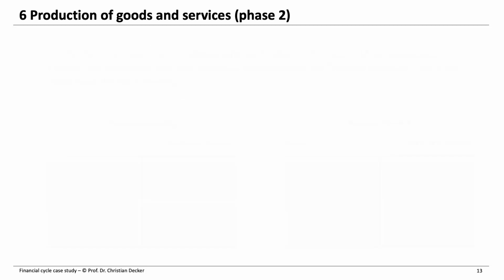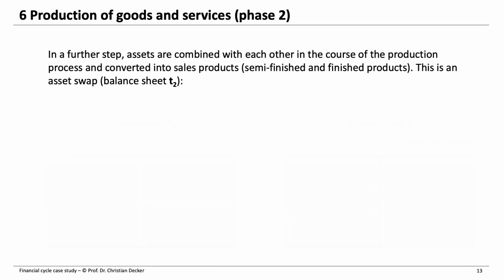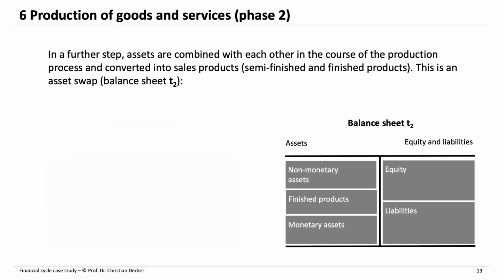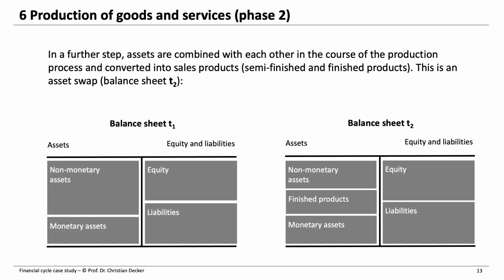The second phase is not yet completed with the procurement of non-monetary assets. In a further step, assets are combined with each other in the course of the production process and converted into sales products, meaning semi-finished and finished products. This is an asset swap as shown in balance sheet T2. Starting point is the known balance sheet T1. In the course of the production, parts of the non-monetary assets are combined with each other. The result is a reduced non-monetary assets area on the assets side, but also a new item, finished products. The balance sheet sum has not changed. The process of producing is purely an asset swap.